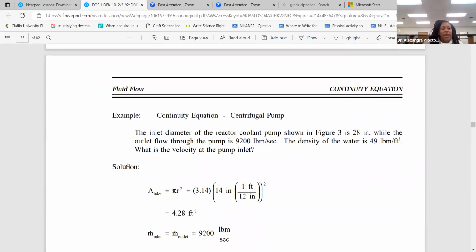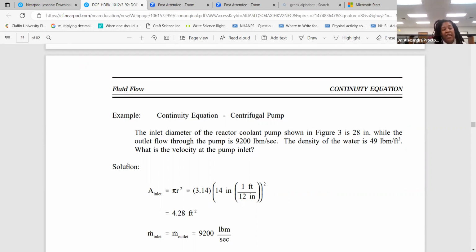So another example: the inlet diameter of a reactor coolant pump, shown in figure 3, is 28 inches, while the outlet flow through the pump is 9,200 pound mass per second. The density of the water is 49 pound mass per cubic foot. And they ask, what's the velocity at the inlet point?